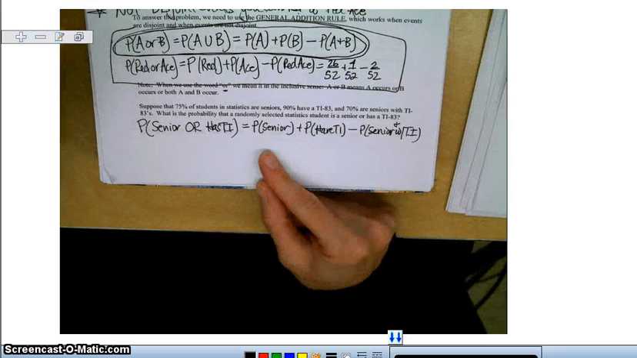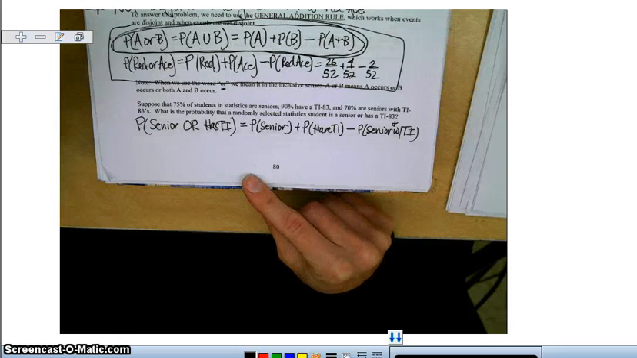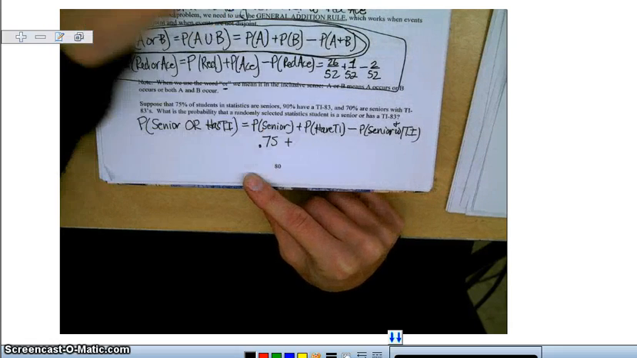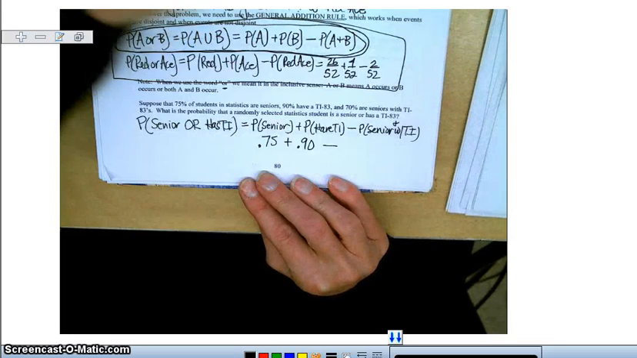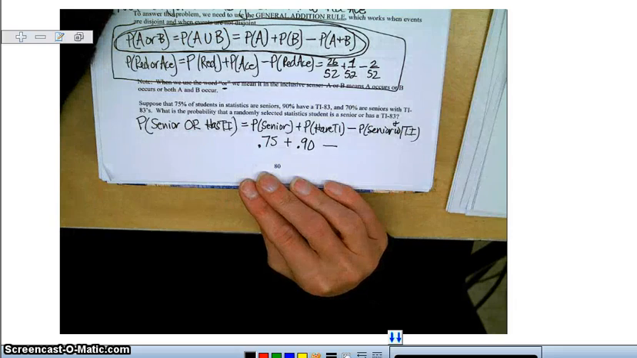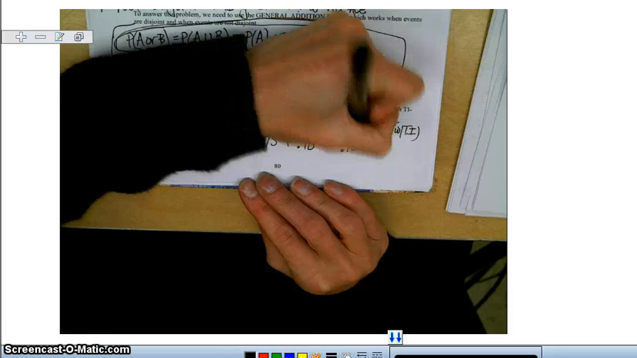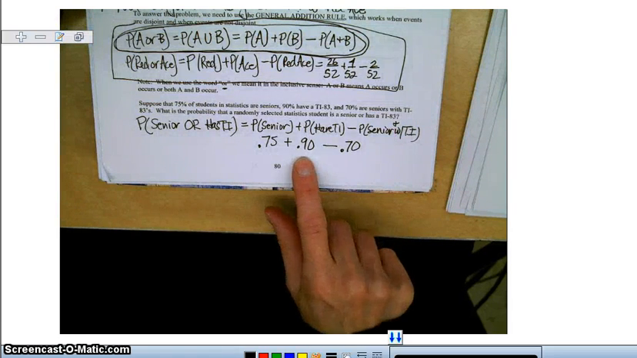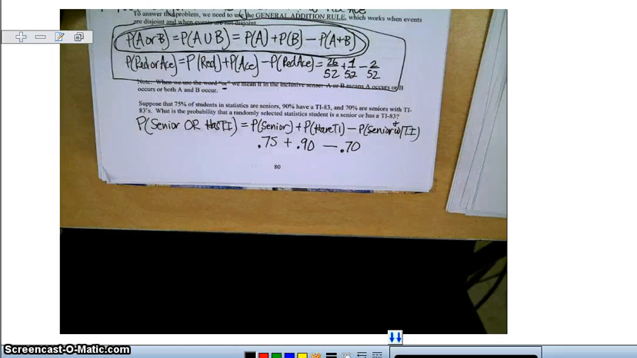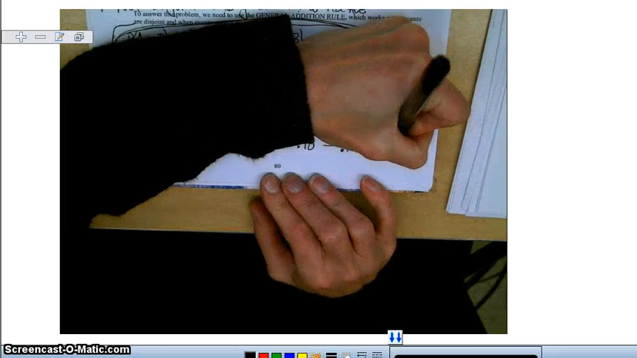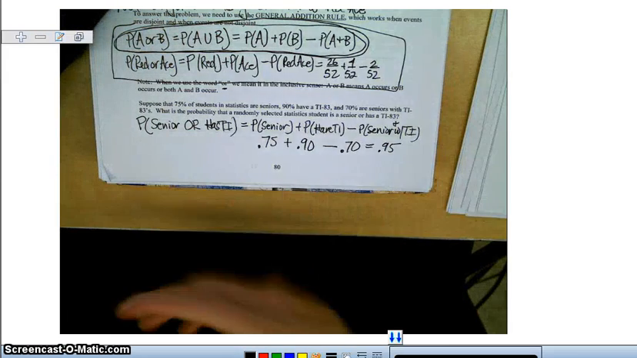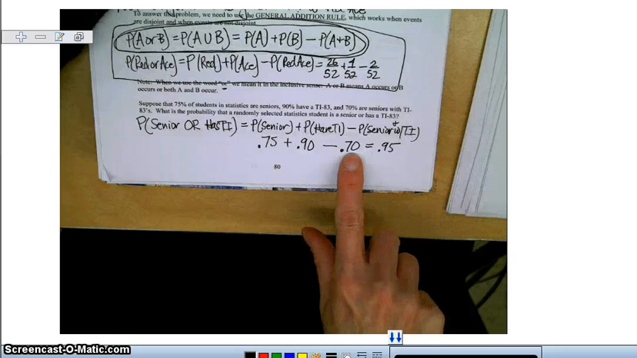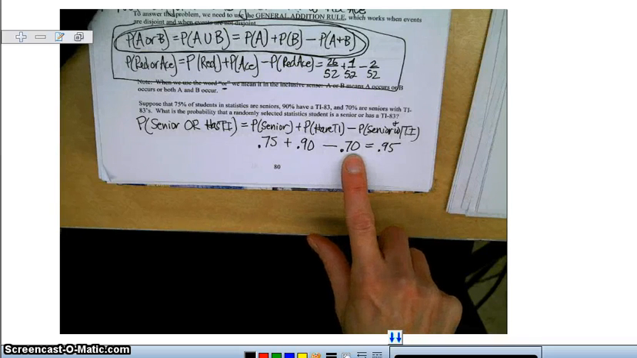No. Okay. All right, so the probability that you're a senior is what? 0.75 plus the probability that you have a TI, 0.90, minus what's the probability that you are a senior and have a TI? 0.7. So now if we add these two probabilities, we get 1.65 minus 0.7, we end up with 0.95. And is that a valid probability? The last time we did this, we didn't have this piece of information about the 70% having both, being a senior and having a TI.